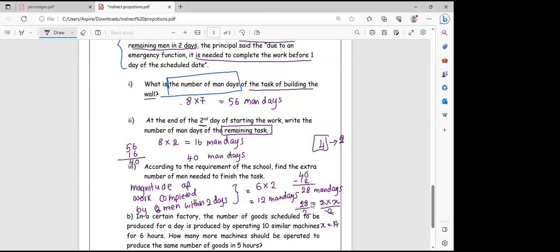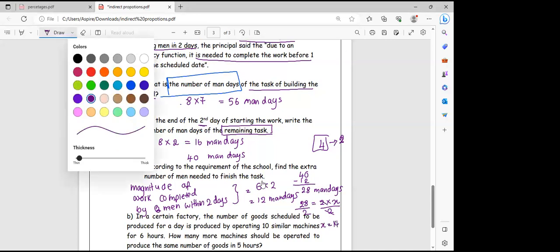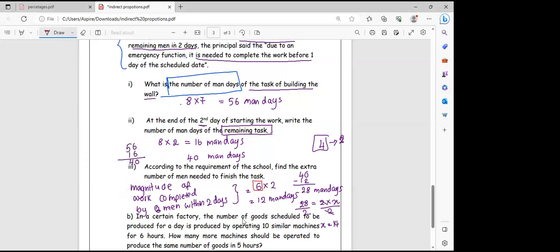But we have only, how many do we have now? We have only 6 men, no? It's because 2 have been absent. Then there are only 6. They asked not how many men, actually it is the extra number of men. Then 14 subtract 6, the answer is 8. Then it needs 8 extra men.